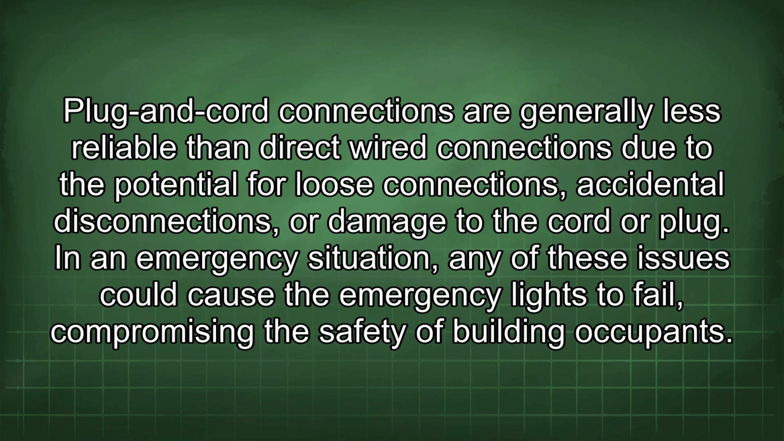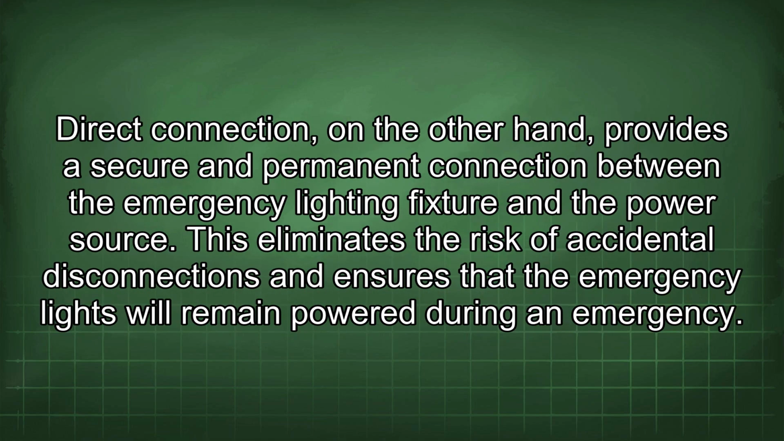Plug-and-cord connections are generally less reliable than direct wired connections due to the potential for loose connections, accidental disconnections, or damage to the cord or plug. In an emergency situation, any of these issues could cause the emergency lights to fail, compromising the safety of building occupants. Direct connection, on the other hand, provides a secure and permanent connection between the emergency lighting fixture and the power source. This eliminates the risk of accidental disconnections.